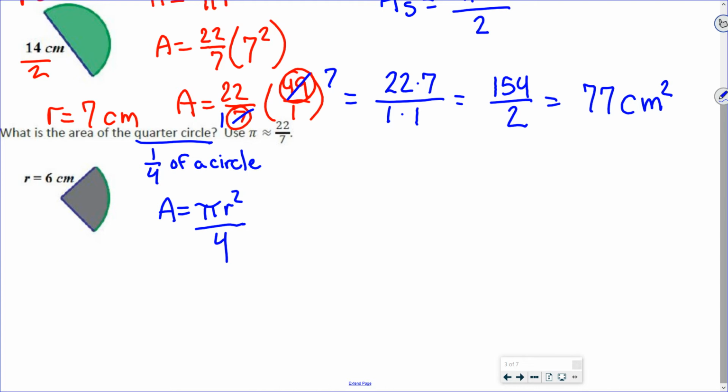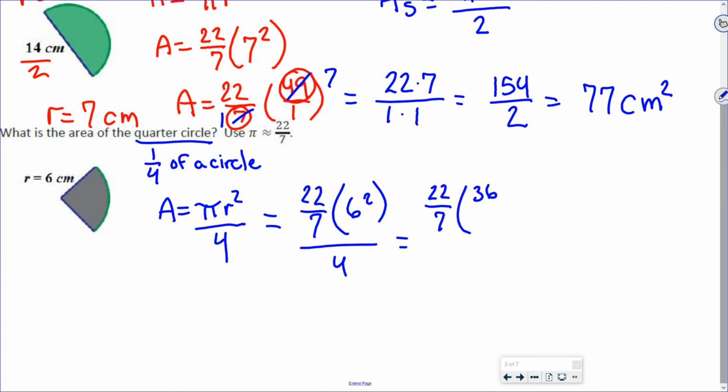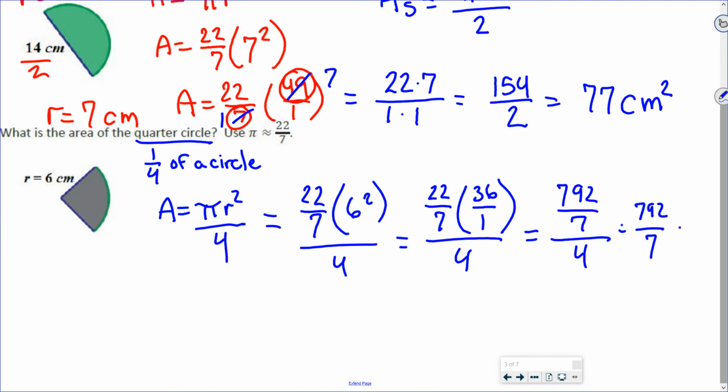All right. Now, we need the radius. Oh, see, we're lucky. They already gave us the radius. They say it's 6 centimeters. So now it's just to plug in and solve. Pi is 22/7 times 6 squared divided by 4. Okay, so 22/7 times 36, and I'm going to go ahead and write it as a fraction, make it easier for me, divided by 4. Okay, now what is 22 times 36? Let's see, 22 times 36 is going to be 792. So I have 792/7 divided by 4. Or I have 792/7 times 1/4.